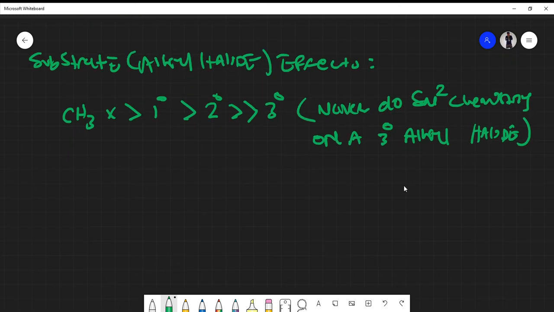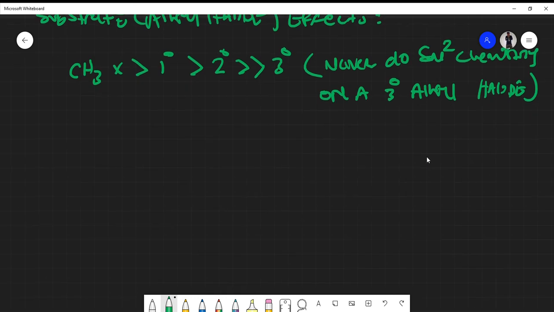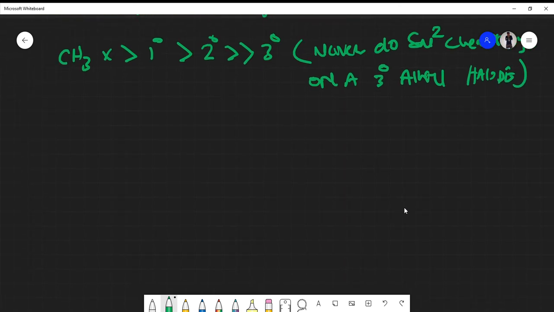All right, so if you see a tertiary alkyl halide, that means a carbon with no hydrogens. You should not be thinking about SN2 reactions. I do not care what the conditions are. Now, if the professor specifically tells you that I want you to do an SN2 reaction, then obviously do it, but you really never see that. Right? So never do SN2 chemistry on a tertiary alkyl halide.